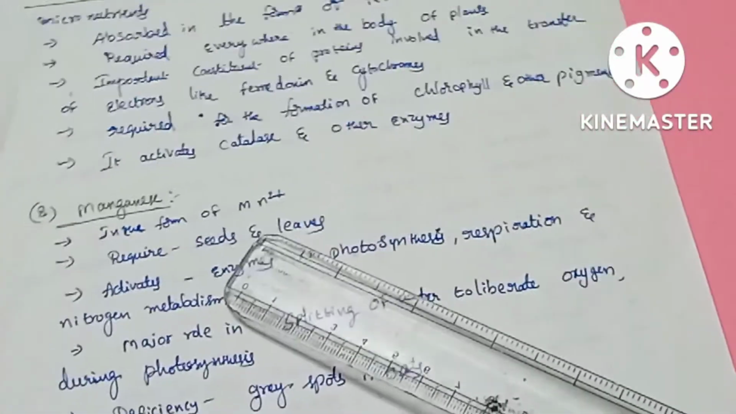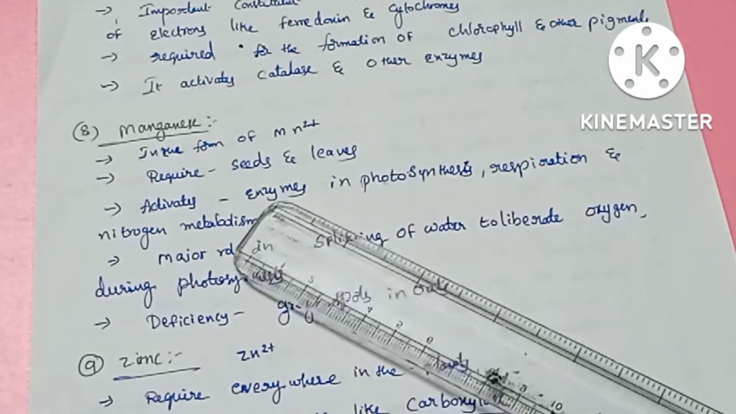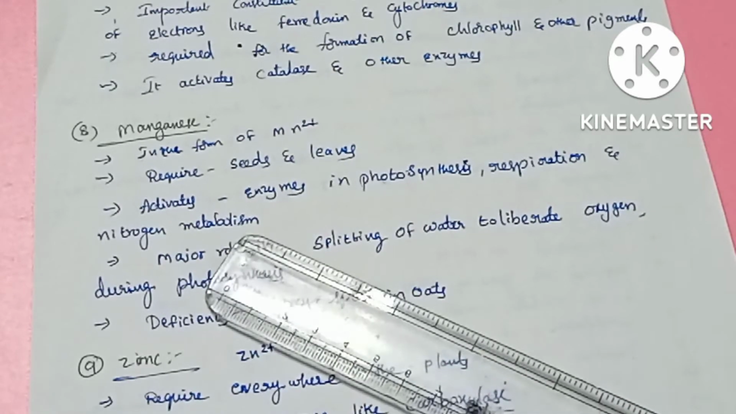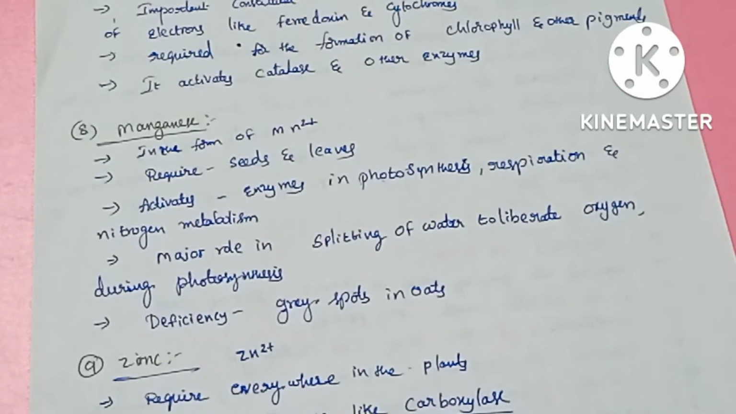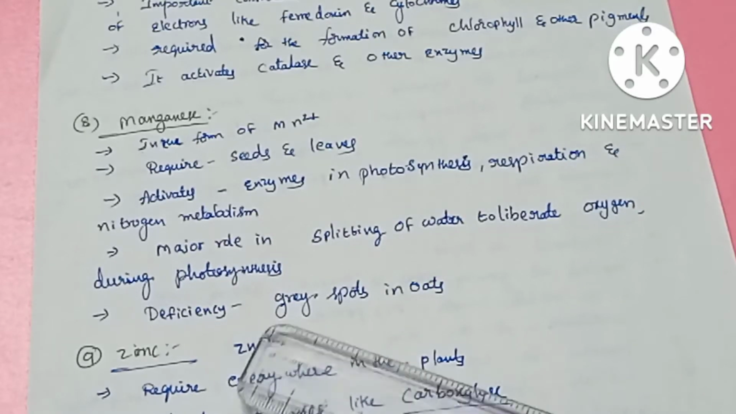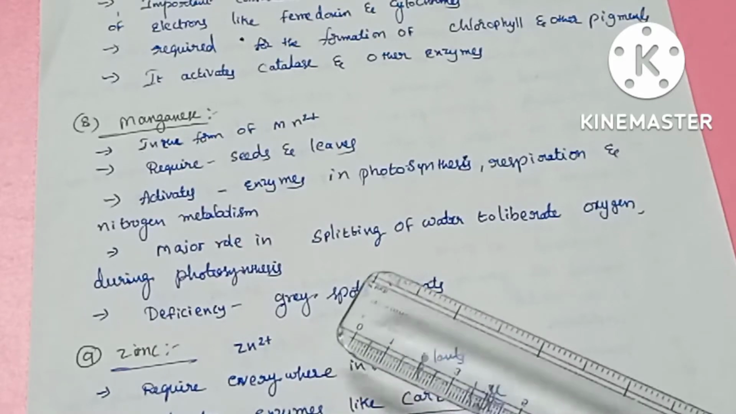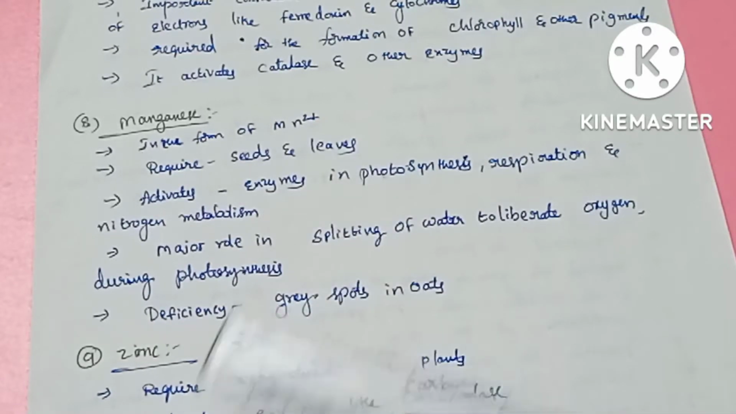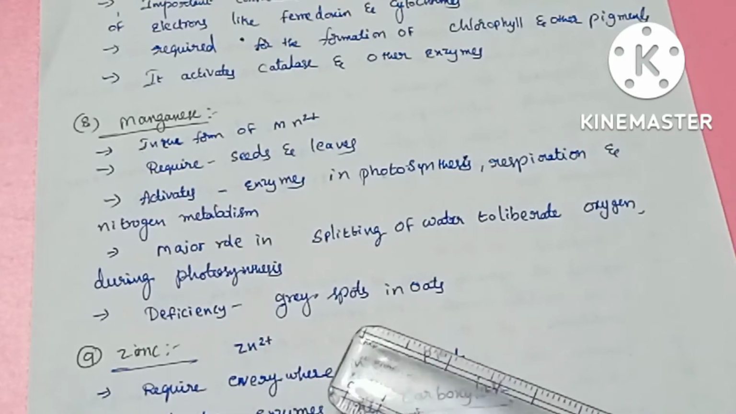Next one is manganese. This manganese is absorbed in the form of manganese ions, and is required in the seeds and leaves region. This manganese is important, and it activates several enzymes which are involved in respiration, photosynthesis and nitrogen metabolism also. And during photosynthesis, there is a splitting of water molecules to liberate oxygen. For the splitting of the water molecule, which occurs during photosynthesis, this manganese is necessary. And the deficiency of manganese causes the formation of gray color spots on oat plants.